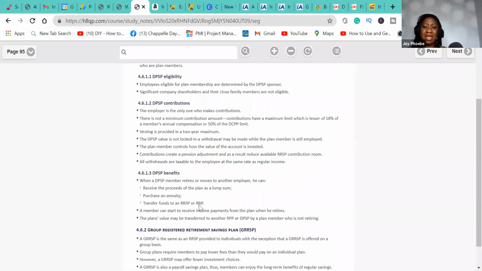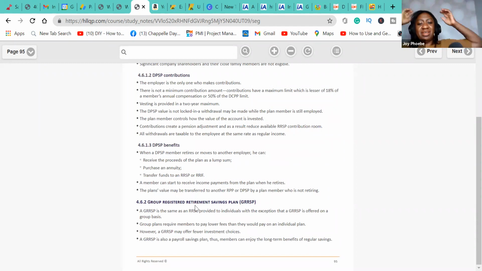Okay, awesome. What are the benefits of deferred profit sharing? Well, when the member retires or moves to another employer, they can transfer their DC. They receive the proceeds of the plan as a lump sum. They can use the proceeds to buy an annuity or transfer funds to their RRSP or RIF account. A member can also start to receive income payments from the plan when he retires.